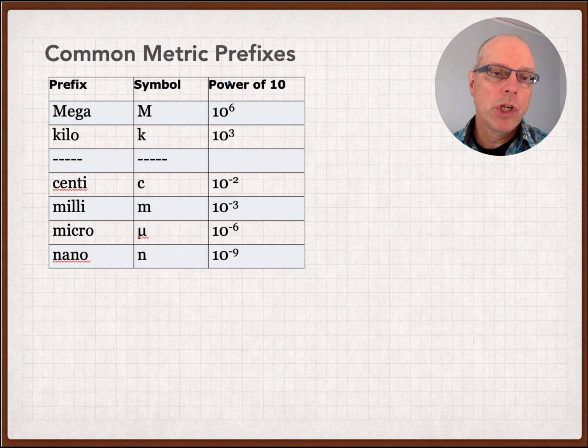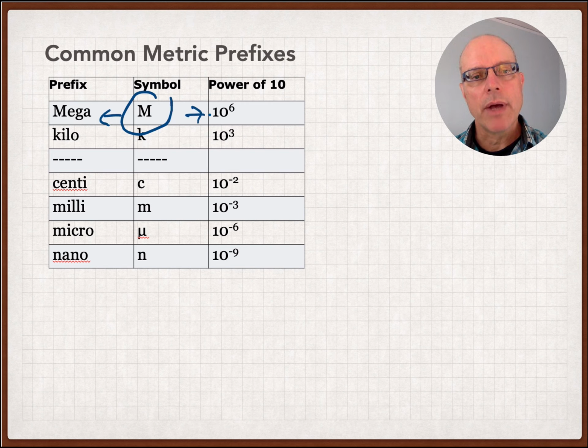So the thing I want you to notice is just that every symbol is connected to a word, and it's also connected to a number value. So centi is represented by letter C. It means 10 to the minus 2. So I'll show you in practical real life examples how this works.